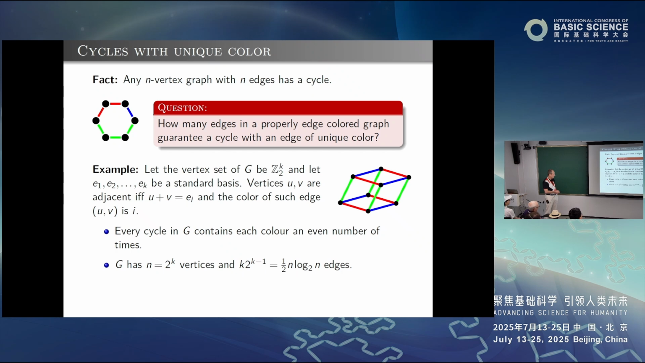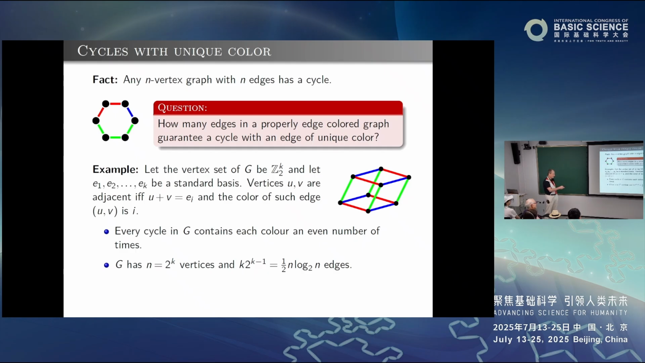So first of all, observe that if you go along any cycle and you look at the colors, they correspond to the vectors, and these vectors should sum up to 0 modulo 2. Because if you do u plus v and then v plus something, when you add it, v cancels. So if you take edges along the cycle, the colors correspond to pairs of elements, and they sum up to 0 mod 2.